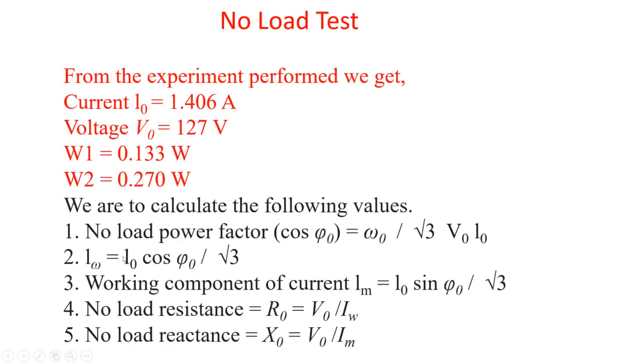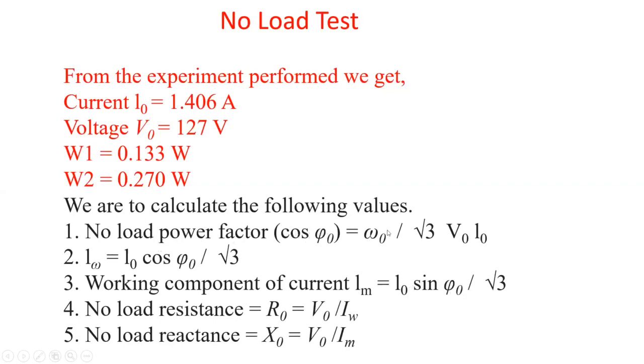Now, after this, the magnetizing component of current, Im. Im is equal to I0 sine phi 0. So I0 sine phi 0. Phi 0 you can calculate from this.